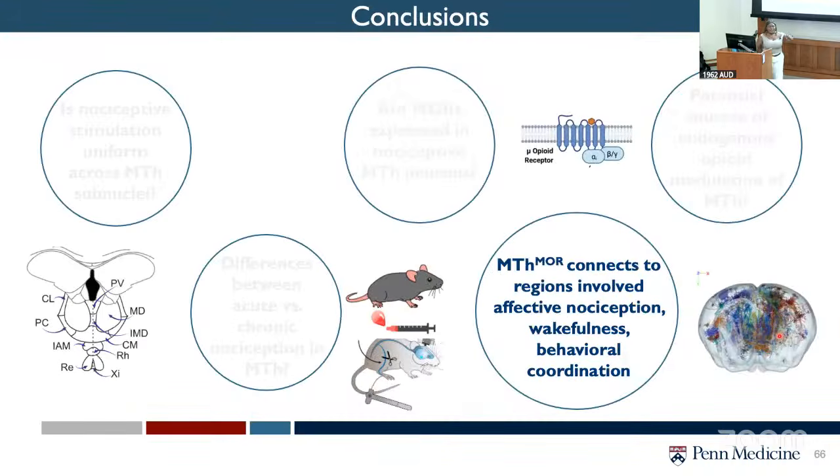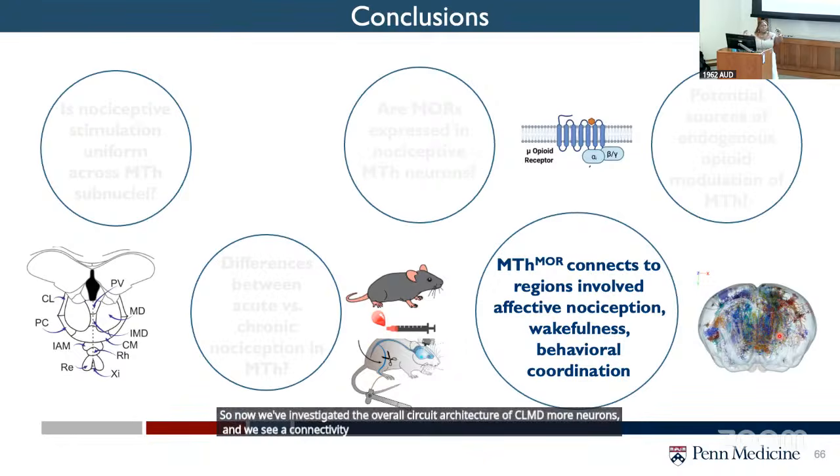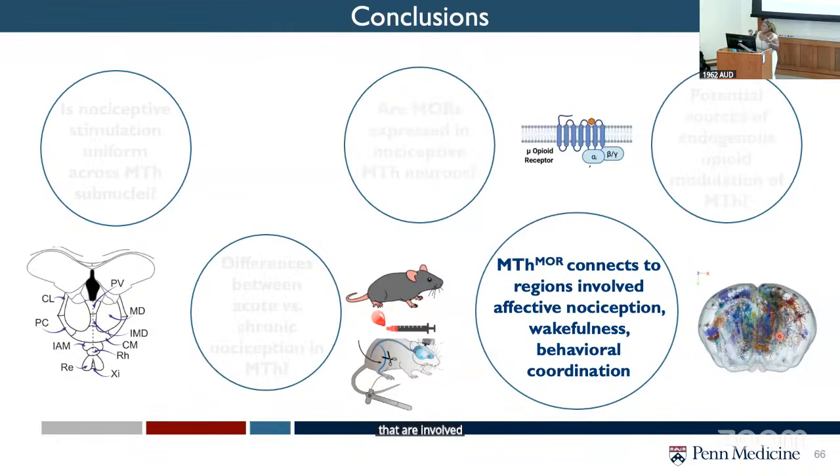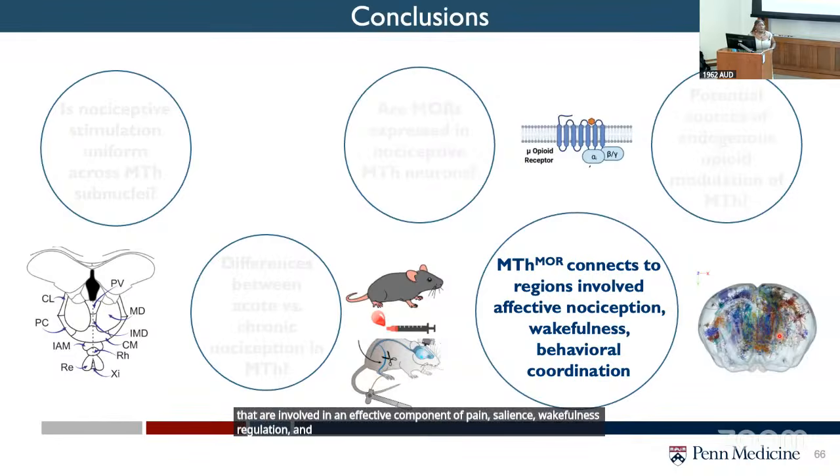So now we've investigated the overall circuit architecture of CLMD Mu neurons, and we see a connectivity profile that is very broadly distributed across the brain, but is selectively biased towards circuits that are involved in the affective component of pain, salience, wakefulness regulation, and overall behavioral coordination.